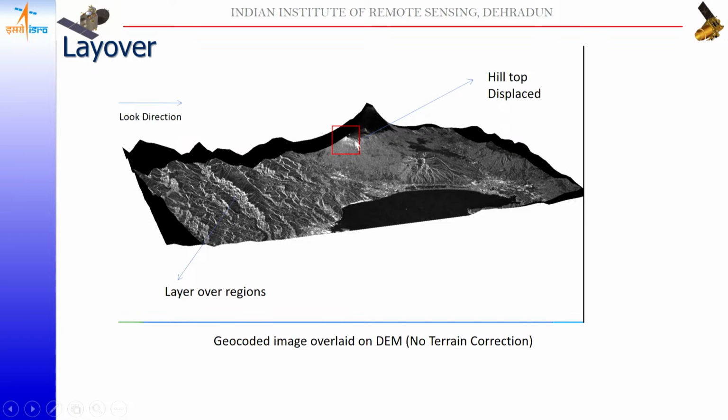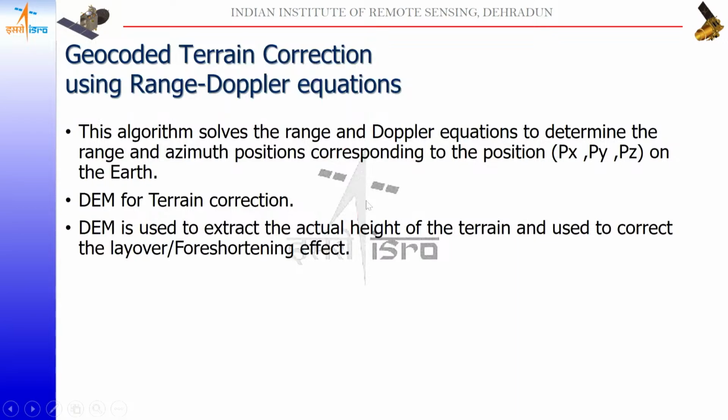But due to these inaccuracies, you can see the hilltop is displaced. Now this is all corrected by a process called the geocoded terrain correction algorithm, which uses the range Doppler algorithm, and using the DEM we will do some corrections. Those corrections will make the ortho-rectified image of the SAR data.